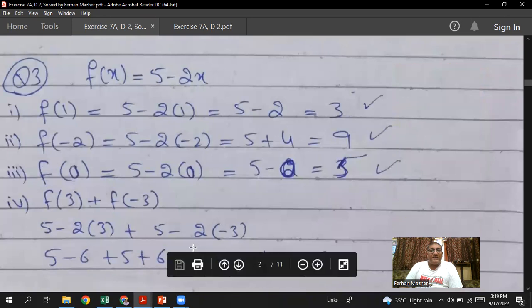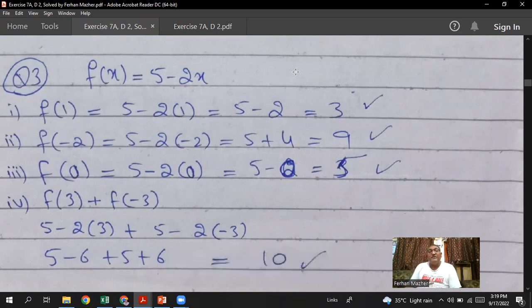So here you can see on your screen that f of x is equal to 5 minus 2x. That's the formula for the function. Their first question is f of 1, which means in the function, in the formula, in the place of x, I will substitute 1. So x will be substituted with 1. So you will have 5 minus 2 into 1. So it will be 5 minus 2, and that will be 3.